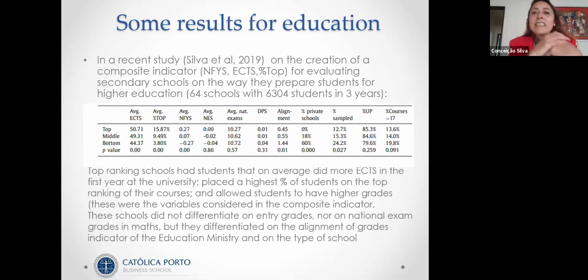We created a composite indicator, using three indicators for the success of students in higher education. This was one of the first studies that linked secondary school with higher education. Our idea was to compare schools on the extent to which they prepared students well for their higher education studies. So we looked at the first year scores of students, the ACTSs in this first year that students in higher education did, and also the percentage of top students in a certain course in higher education.